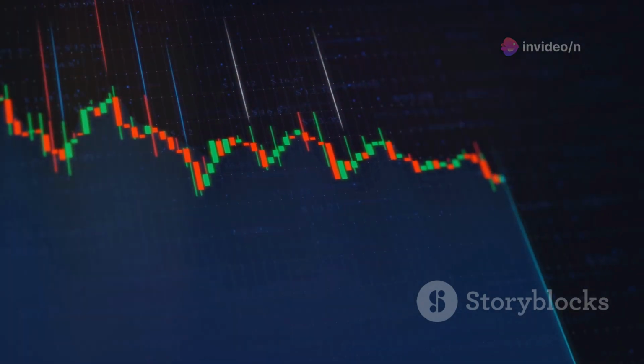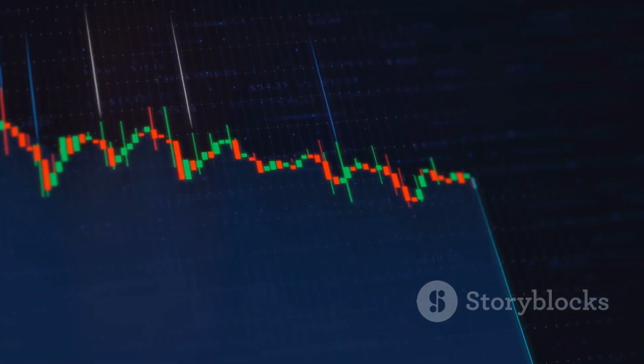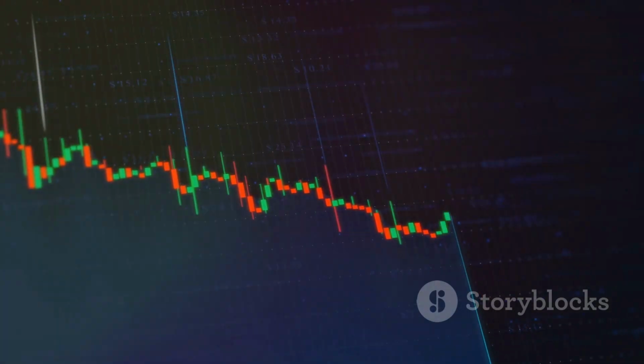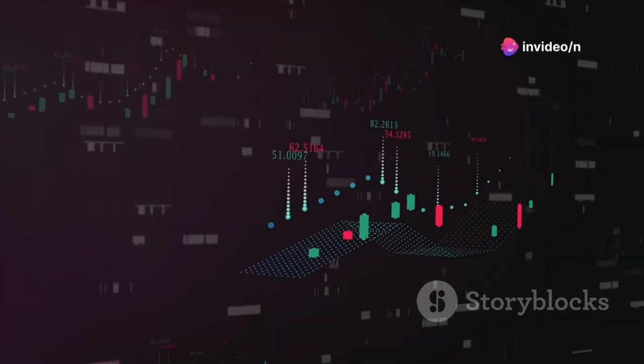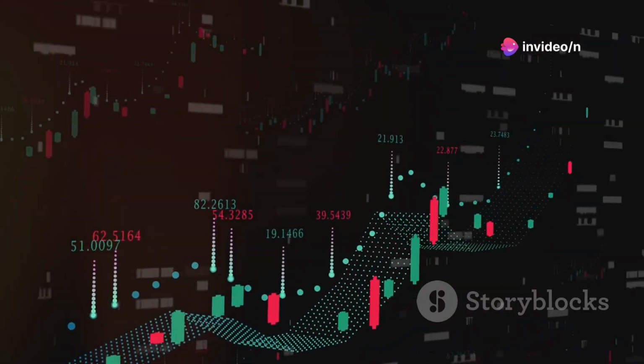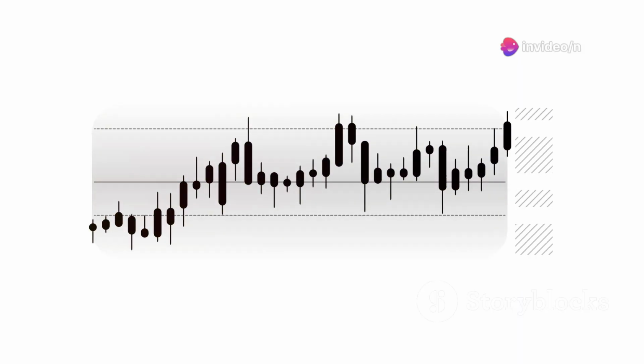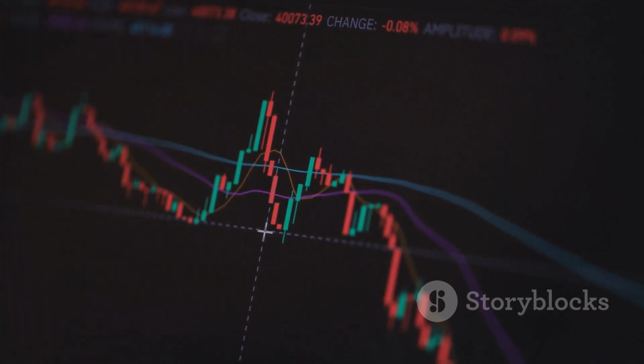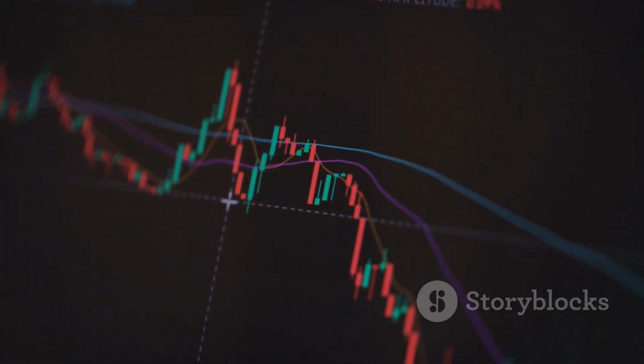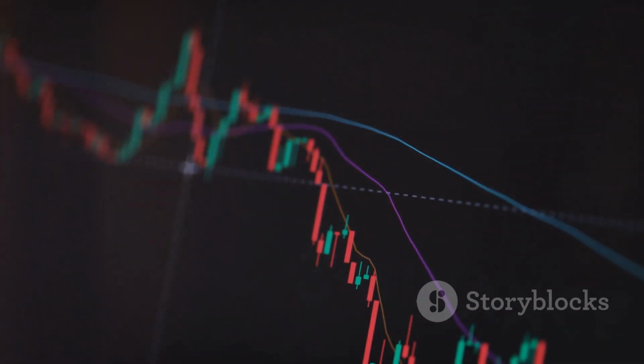A filled or green candlestick indicates that the stock closed higher than it opened, suggesting bullish sentiment, while a hollow or red candlestick indicates that the stock closed lower than it opened, suggesting bearish sentiment. The wicks or shadows extending from the body of the candlestick represent the high and low prices for the period, giving a complete picture of the price range.